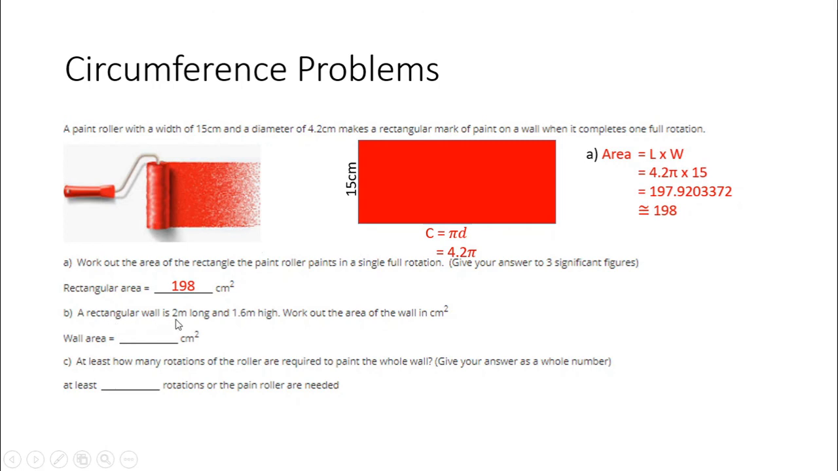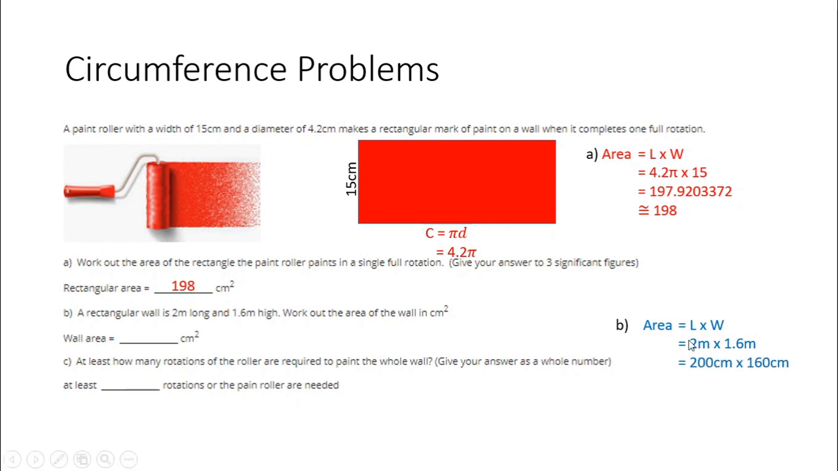Now a rectangular wall is 2 meters long and 1.6 meters high. Work out this area in centimeters squared. It's a lot easier to work with centimeters from the beginning than to work out your area in meters squared and then have to convert it to centimeters squared. So first let's work in centimeters. The area of the wall, which is a rectangle, so length times width, would be 2 meters times 1.6 meters. Now I don't usually write the meters into my calculation. I'm just doing this to show you why I then need to convert it to centimeters.